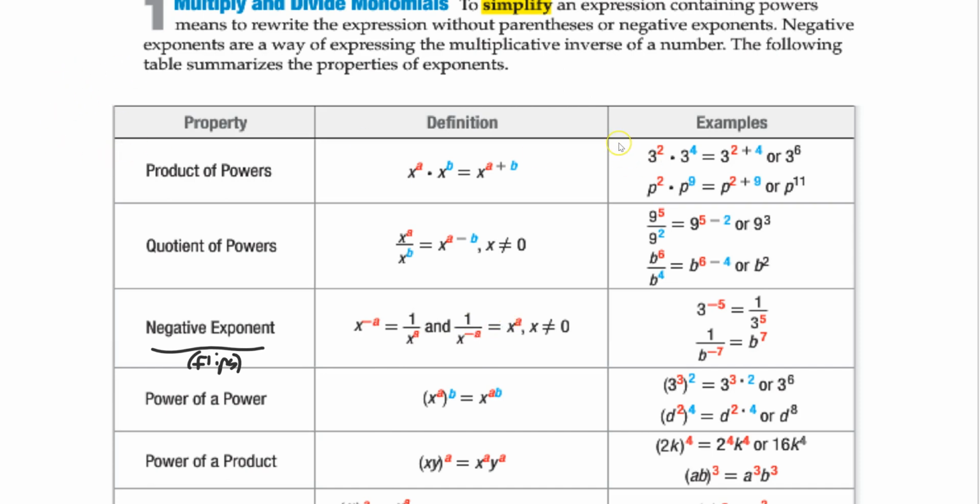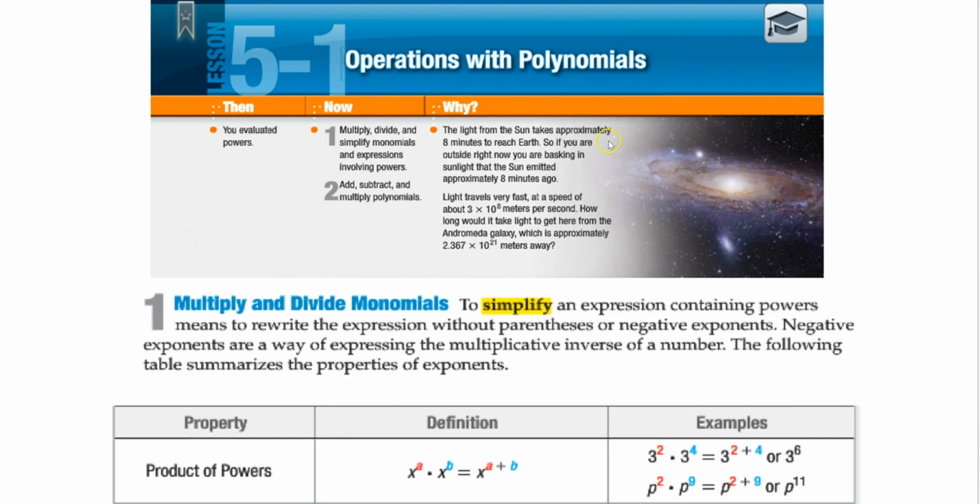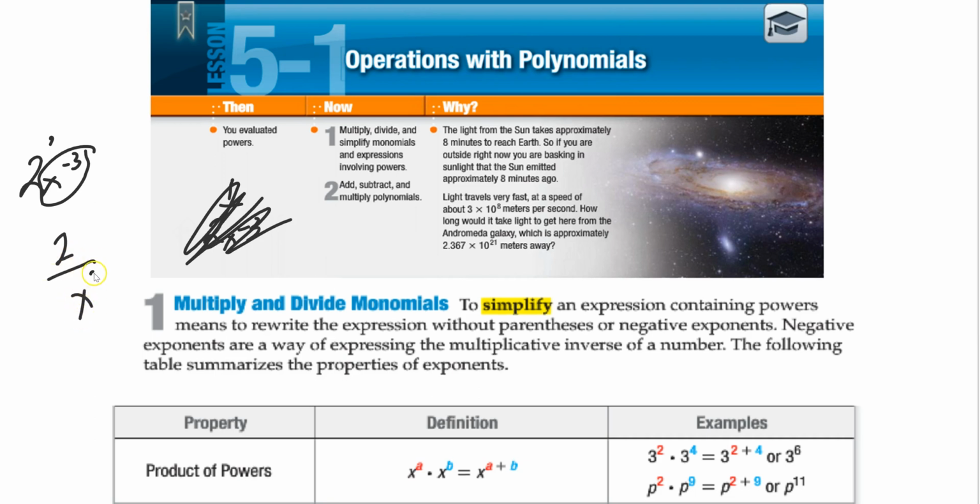So I want to talk about this a little bit more. Let's say I give you 2x to the negative 3. A lot of people do this, and that is wrong. If you notice, only the x has a negative power. The 2 has its own power, the power of 1. We get 2 over x to the 3rd, and that's how you write it.